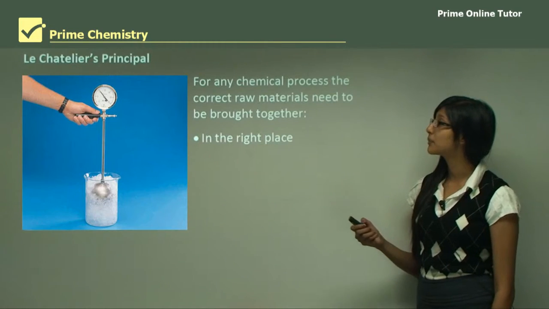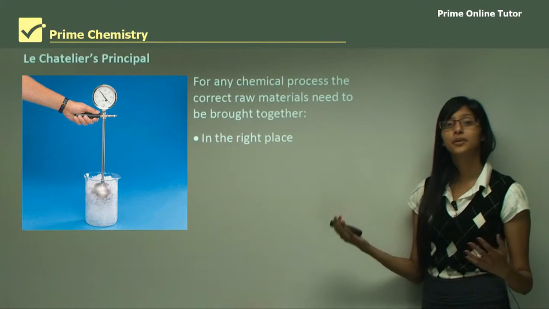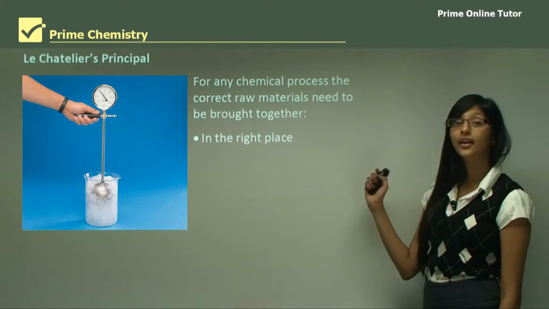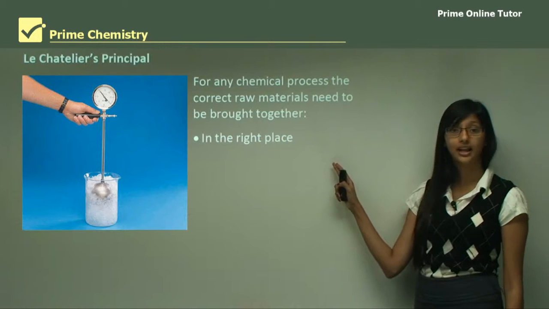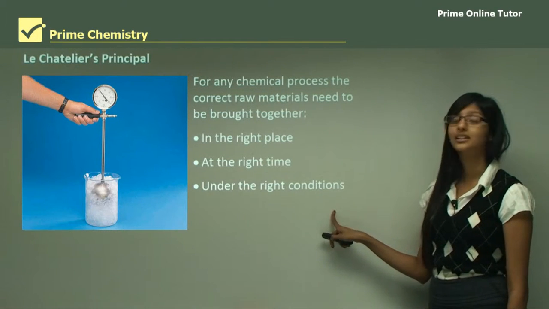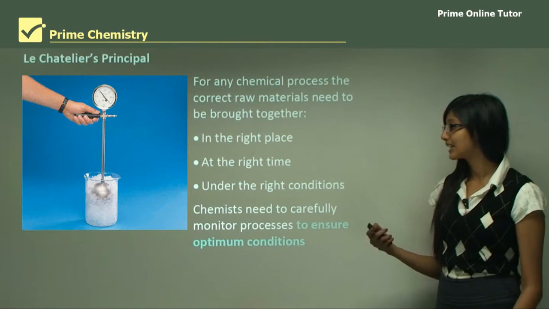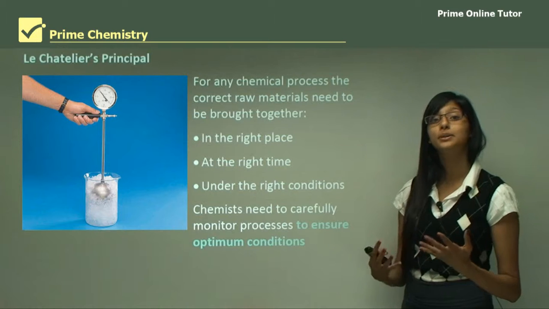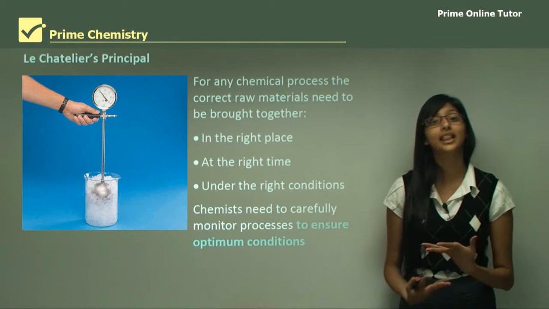Let's look at what's the most important thing when we perform a chemical process. For any chemical process, the correct raw materials need to be brought together in the right place, at the right time, under the right conditions. And chemists need to carefully monitor processes to ensure optimum conditions. And why is that the case?